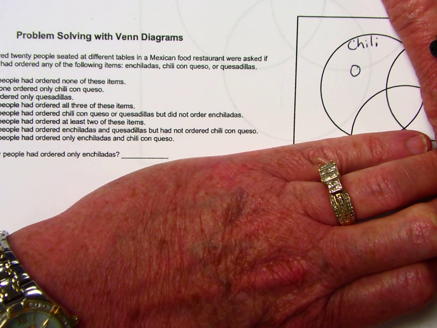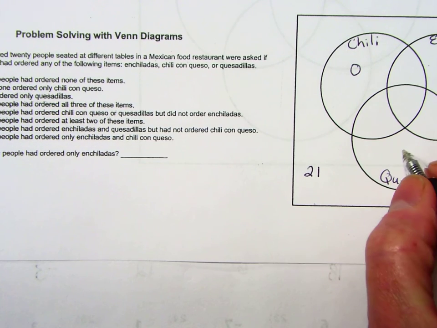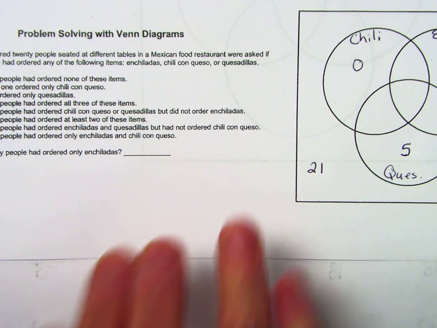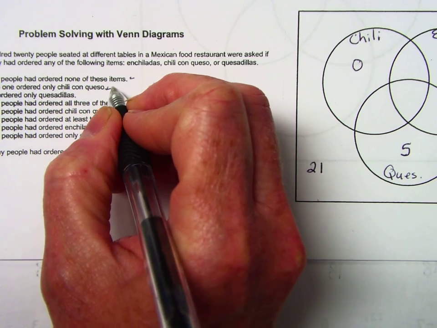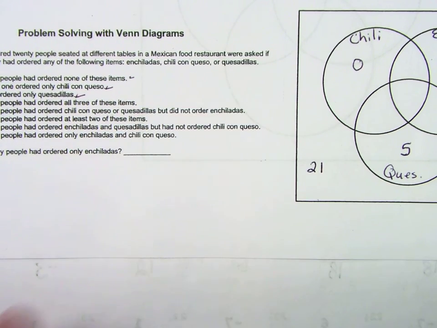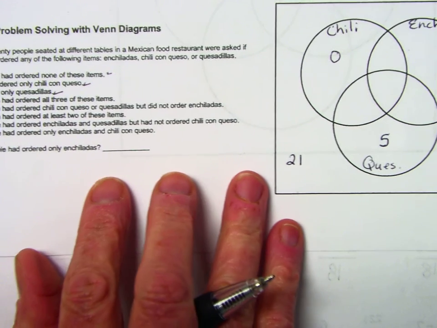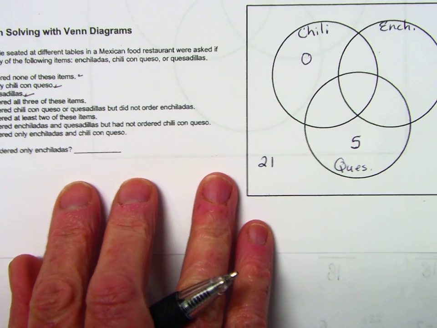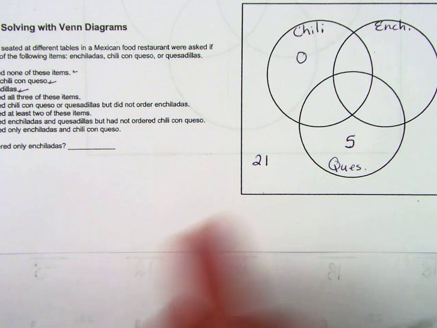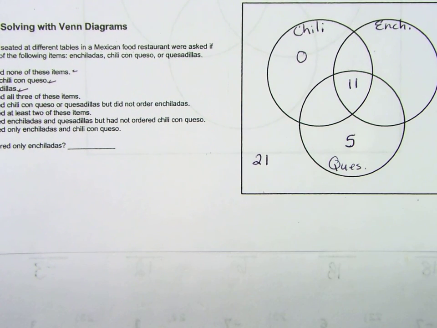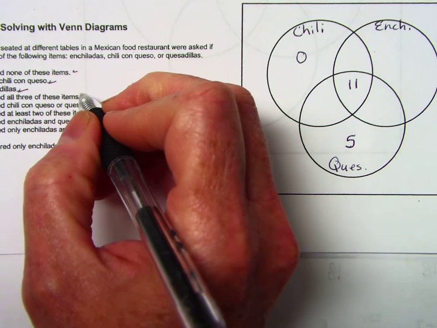Now it says I have 5 people who ordered only quesadillas. So it would be outside the intersections on the quesadillas. So let's see, I did the first question, I did the second question, I did the third question. I'm having to keep track of things, okay? 11 people ordered all 3 things. So that's in the middle. It has to be the overlapping of all 3 circles. So it's this absolute center where all of the rings overlap. Okay, so I took care of that one.